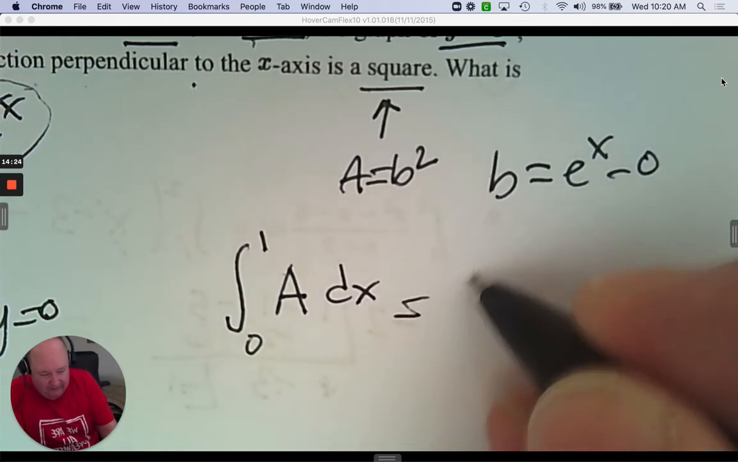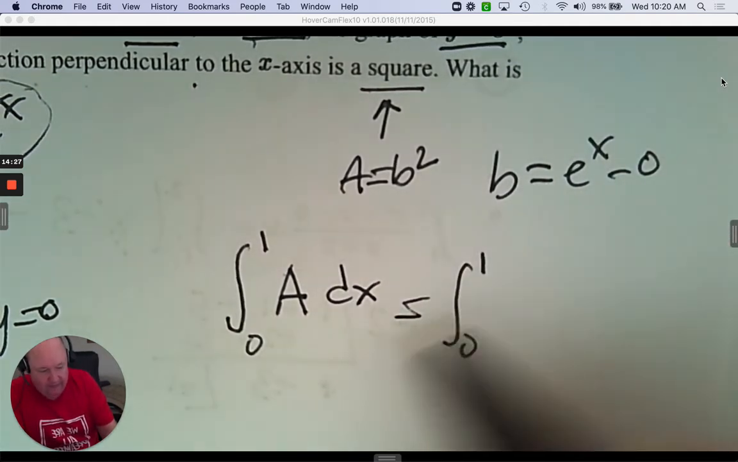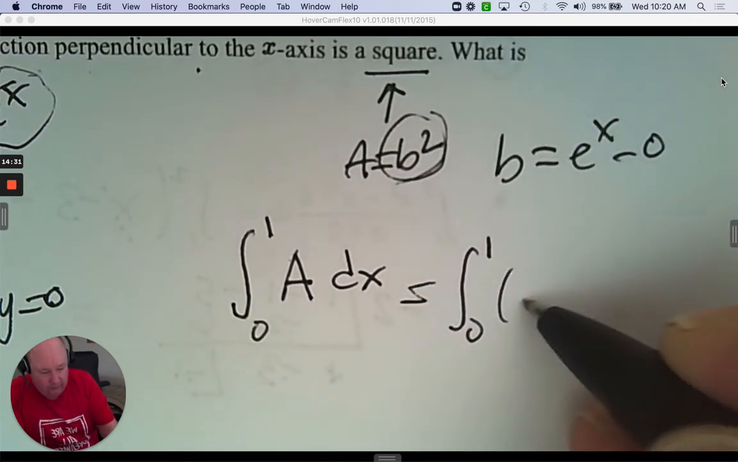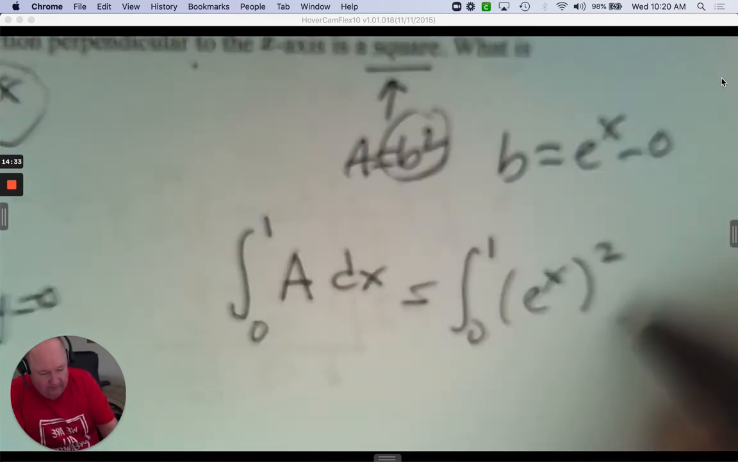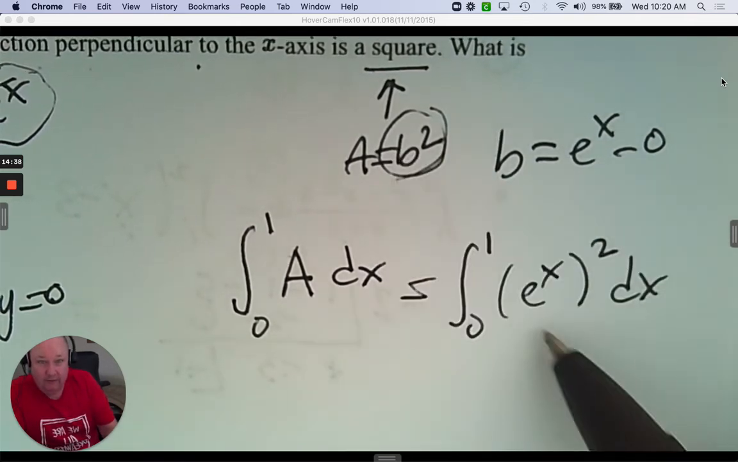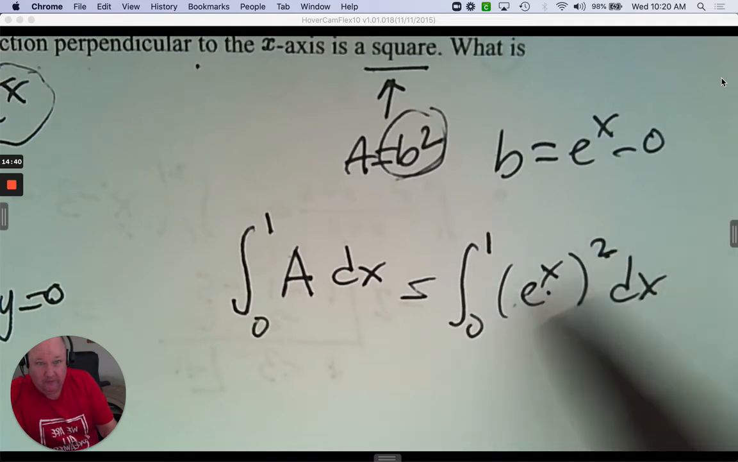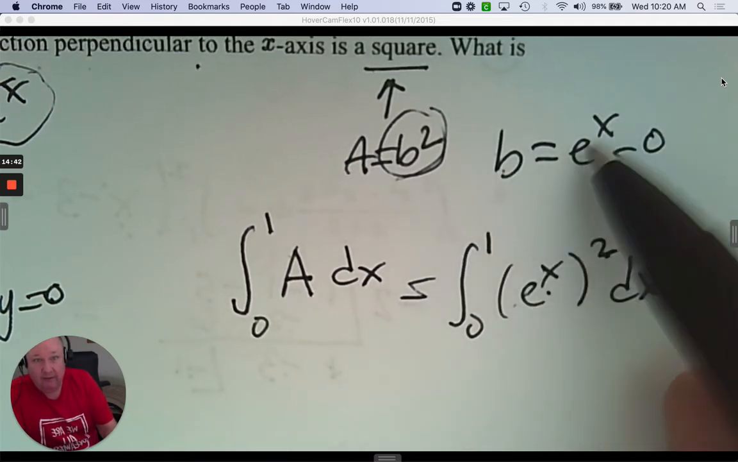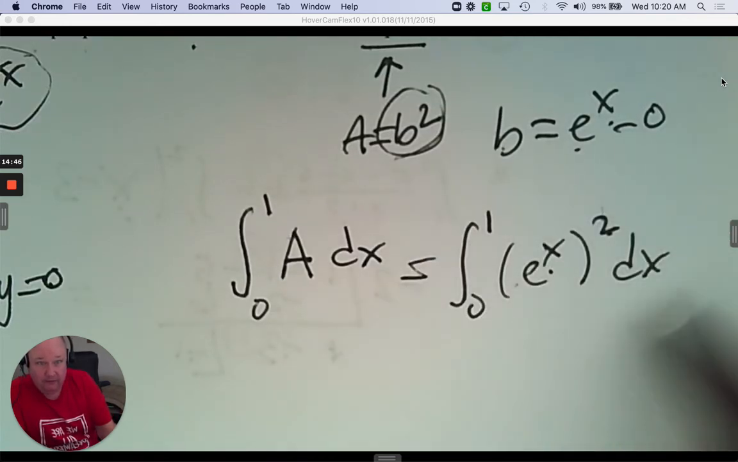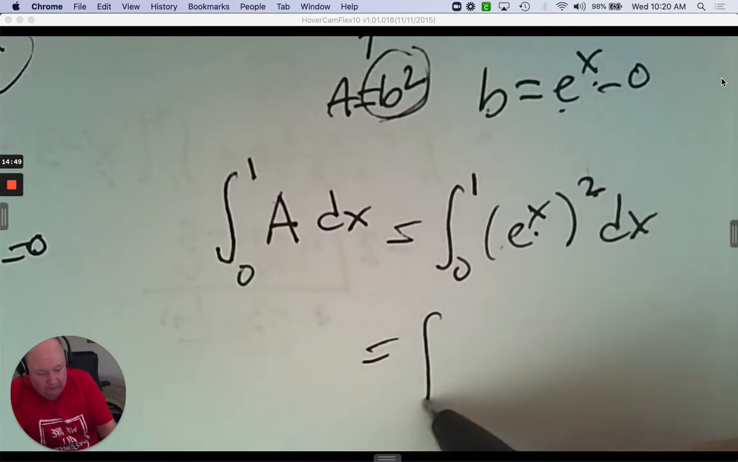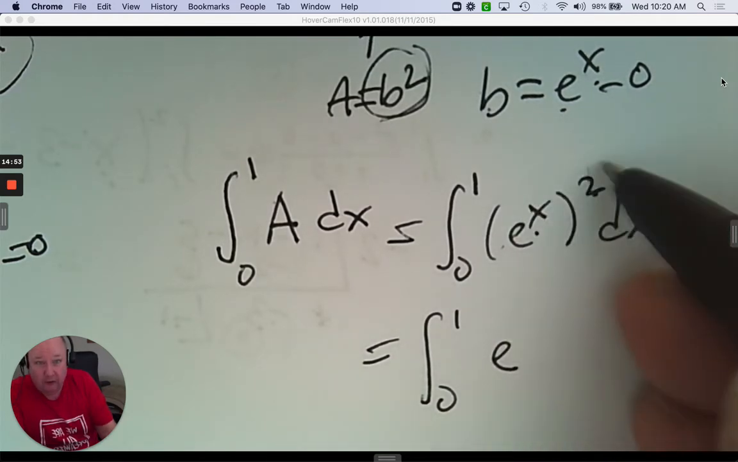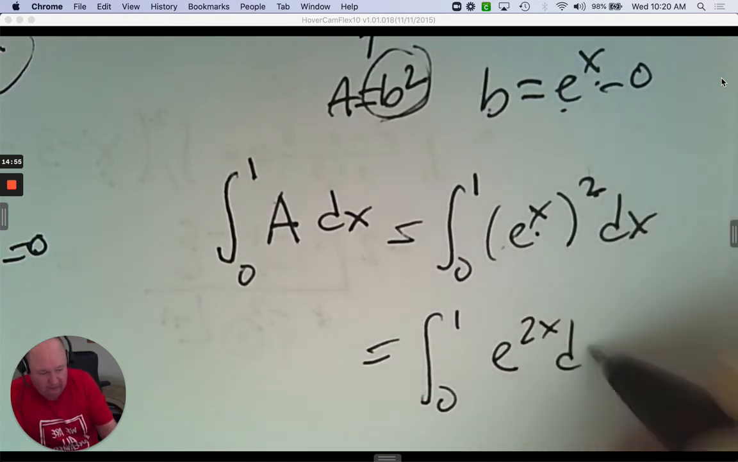So when I come back here, replace the a with the formula. So the base is e to the x, and I square it. The area is take the base and square it. That's the area of a square, and we found the base formula as being e to the x. So I put this all together. You can simplify this: e to the x, squared, you just multiply the exponents together.